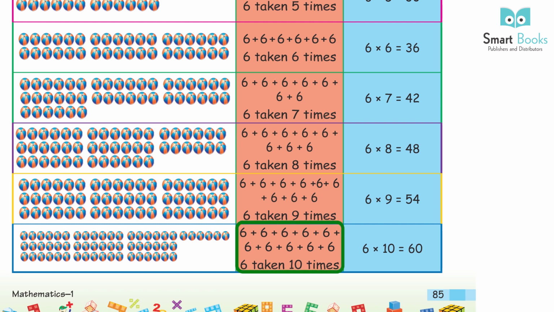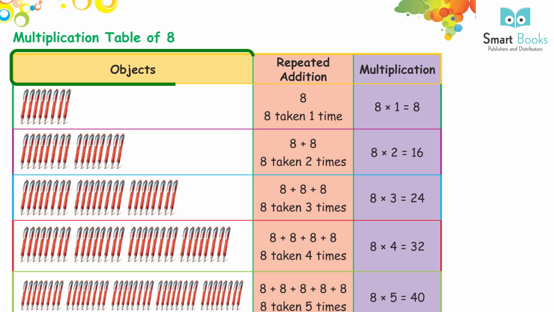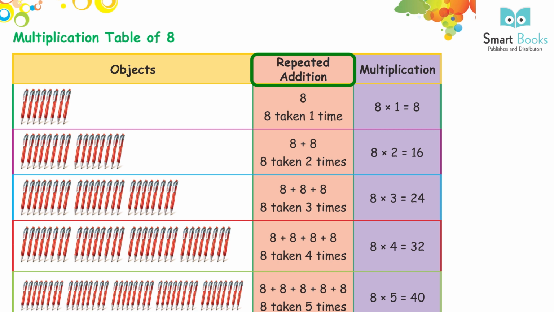6 taken 10 times. 6 into 10 is equal to 60. Multiplication table of 8. Objects, repeated addition, multiplication. 8 taken 1 time, 8 into 1 is equal to 8. 8 taken 2 times, 8 into 2 is equal to 16. 8 taken 3 times, 8 into 3 is equal to 24.